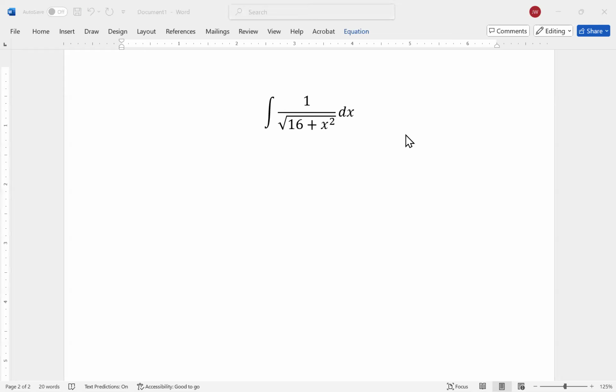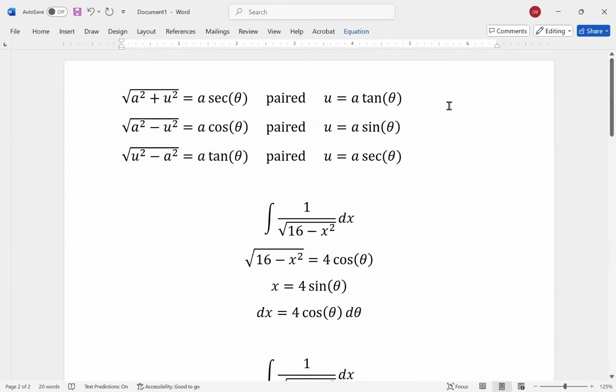Obviously, if you want to try it on your own, you can, but I'll just do it right now. So 1 over square root of 16 plus x squared integrated with respect to x. Since that is a plus, we're going to use the one where we let a times secant of theta be the square root, and x equals a times tangent theta. So a secant theta is going to be that square root because of the plus. A tangent theta is going to be the u.